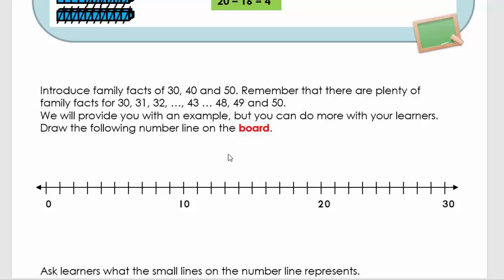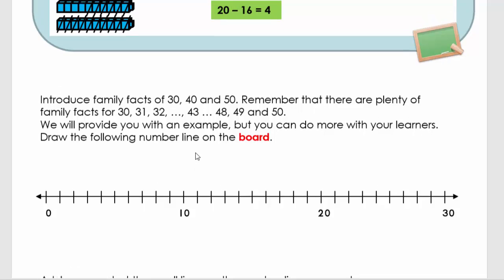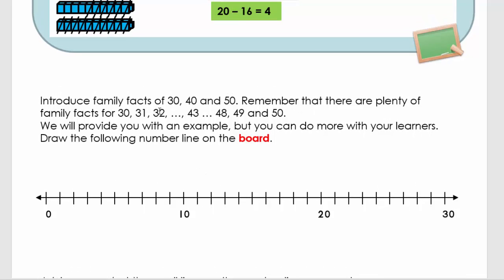So welcome back. What we can also do, when we use family facts and bigger number ranges, is use number lines like this, where we have 0 to 10, and the learners then need to count and keep these numbers in their minds. You can also fill in the numbers.